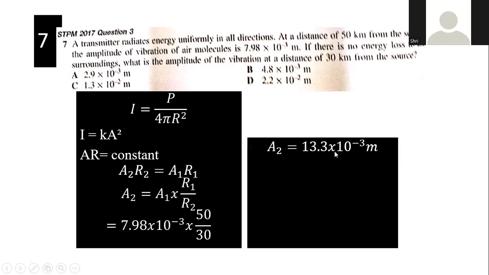Can? And put in your value. This is your R1, this is your R2. No need to convert to meters because these are the same unit. And then this is your A1. Okay. Anything not clear?